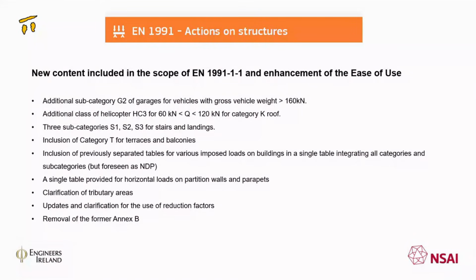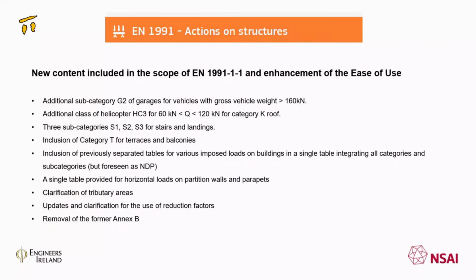And so when you're looking at a domestic building, you will get a loading on the floors of those buildings, but you'll also get a loading for the stairs and landings. And similarly, they've included a category T for terraces and balconies. So they will have to be looked at and brought in. So there's a number of different areas brought in there, which hadn't been in the first generation of Eurocodes.